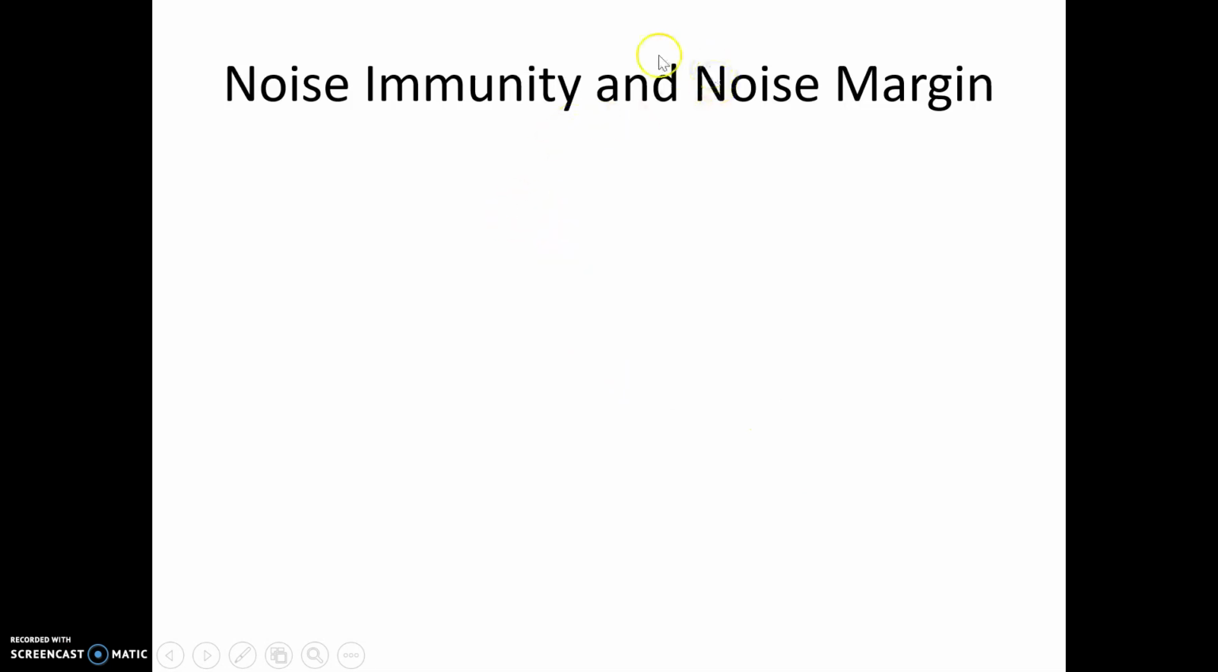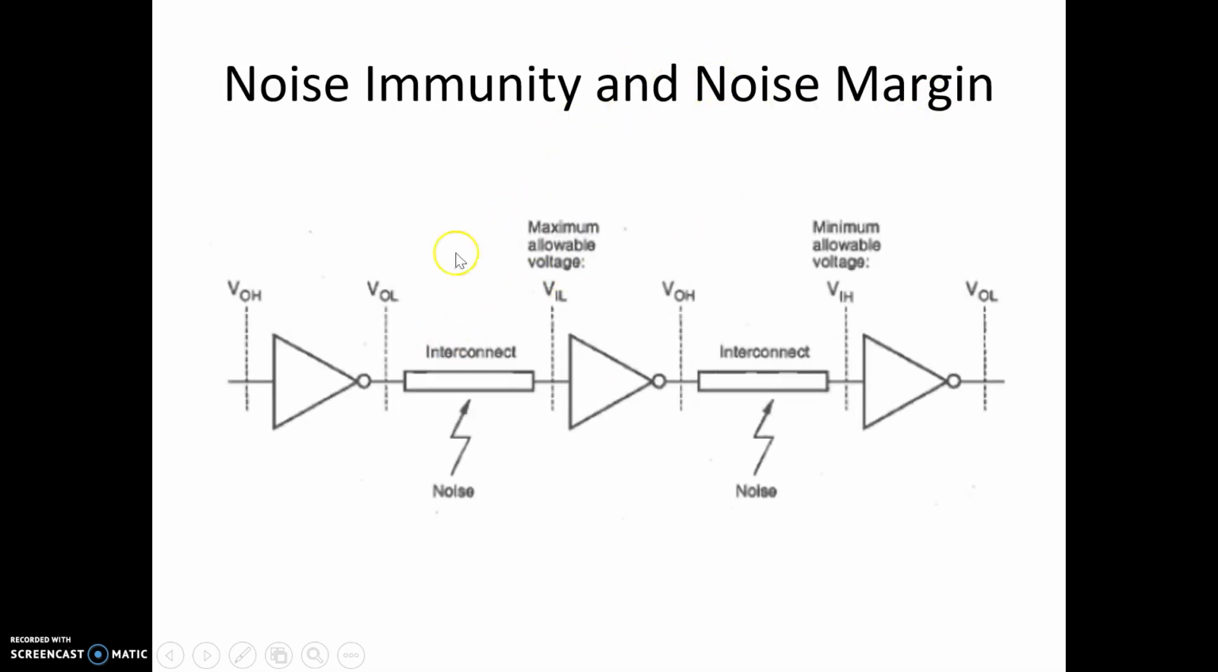Noise immunity and the noise margin. In this case, three inverters are connected in cascade with interconnect wire. This is the first inverter, this is the second, and this is the third. The first and second are connected by the interconnect. Suppose we apply the VOH output, which is treated as a logic 1. And VOL means logic 0.